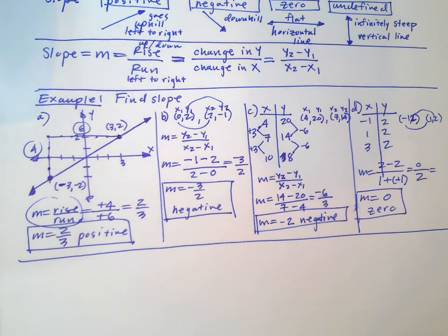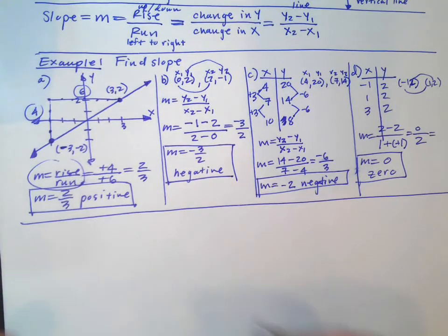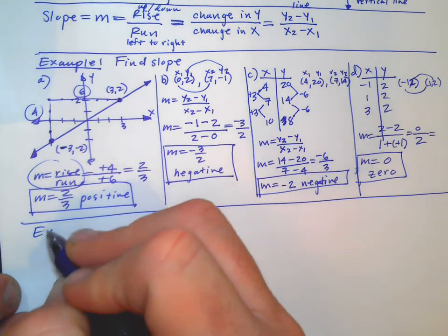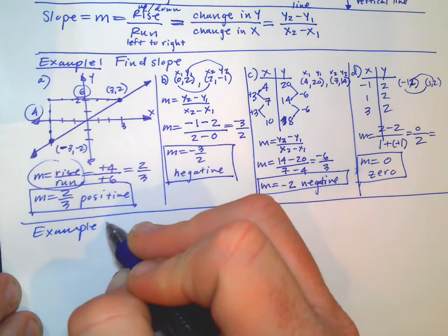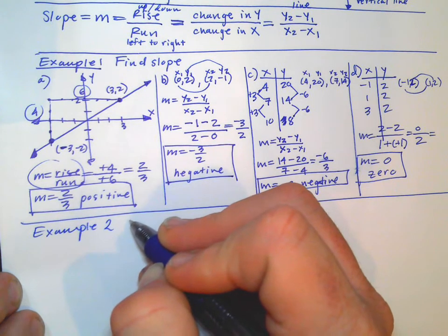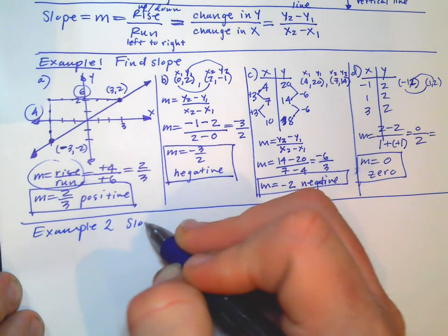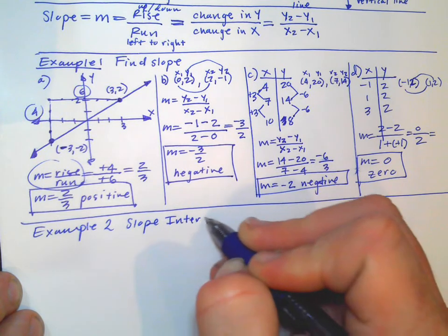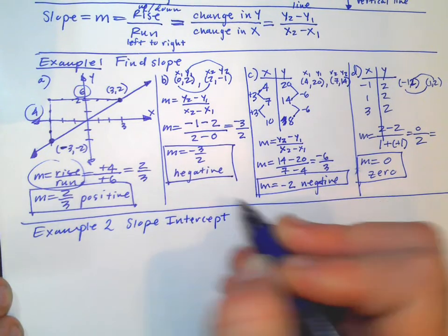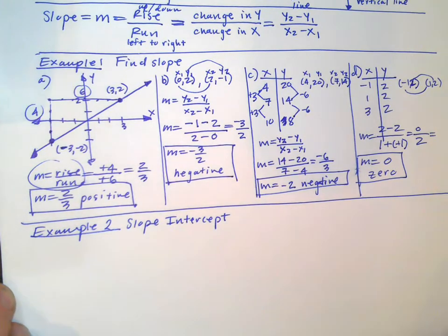So you're going to have some problems like that. Let's look at some other potential problems. Example 2. So we're going to start with slope-intercept form. So we haven't really talked about slope-intercept form yet. We just talked about slope on its own, right?